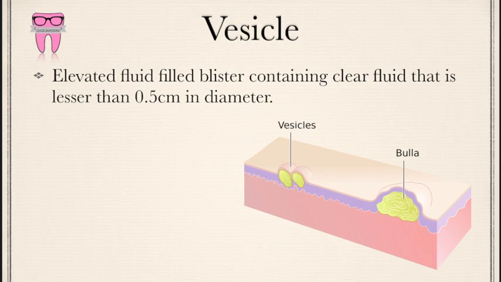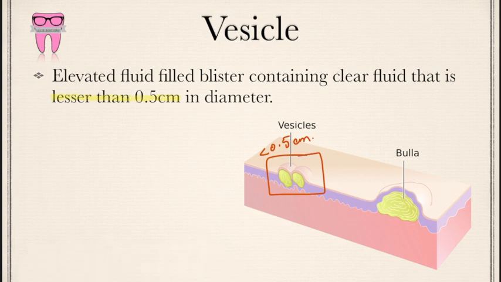Under blister, first we'll deal with the term vesicle. Vesicle is again fluid filled but not pus. Clear fluid, it could be a transudate or an exudate. Mostly it would be a transudate. That is less than 0.5 centimeter in diameter. This is a picture of a vesicle.